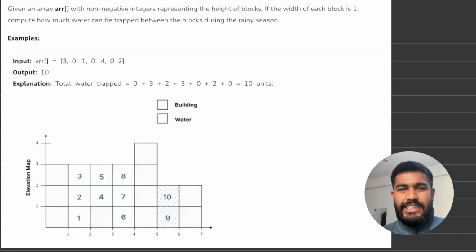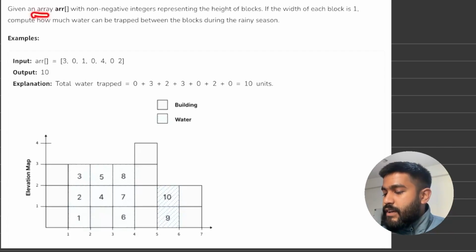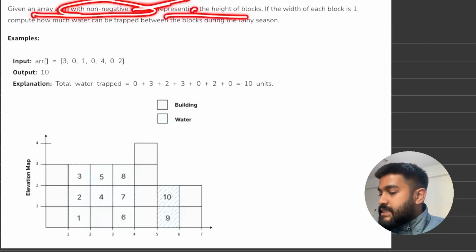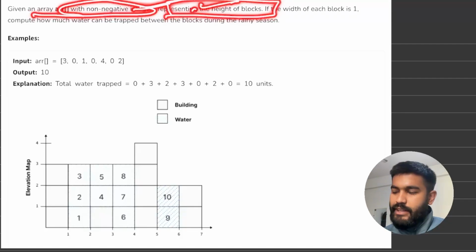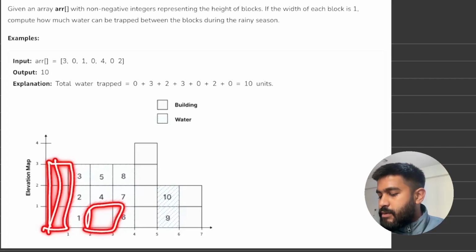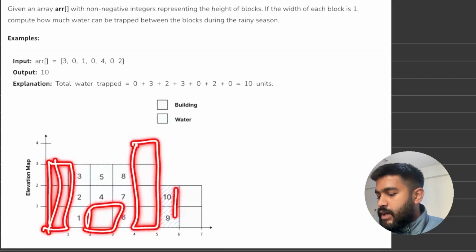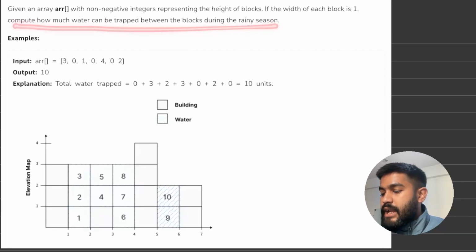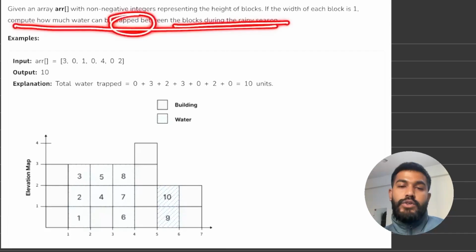Today we would be discussing a very interesting yet very important problem, that is the rainwater trapping problem. Here in this problem you are given an array of non-negative integers representing the height, because height can never be negative, and the width of each block is 1. You can imagine that this is the width of the block, this is the width of the block, this is the width of the block, and this is the width of the block, which is just 1. Then compute how much water can be trapped between the blocks during the rainy season.